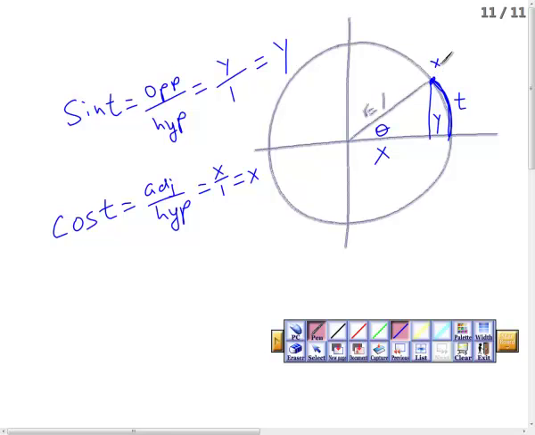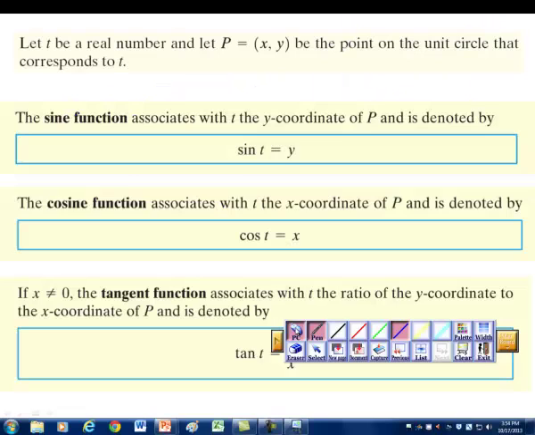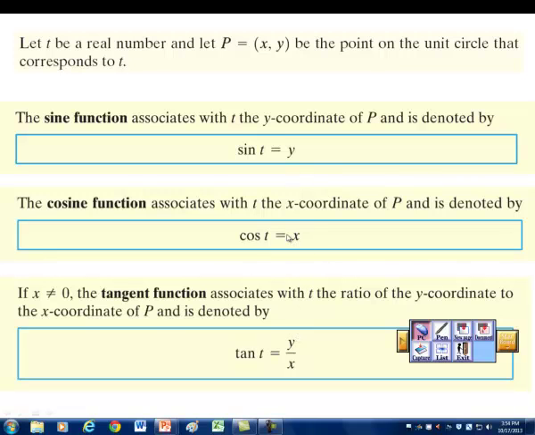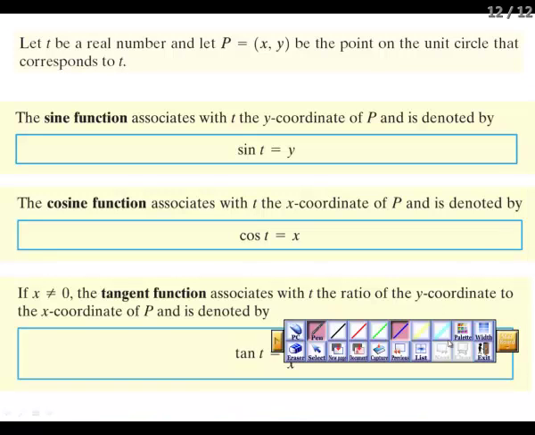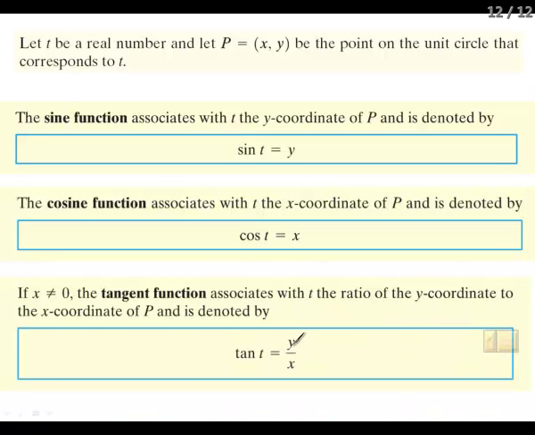So at this coordinate point (x, y), in trigonometry, we're going to replace that with cosine, which is the same as x, and sine, which is synonymous with y. And so we're going to use cosine and sine instead of x and y in our trigonometry relationships. Okay, so here's cosine t equals x, and tangent is y over x.